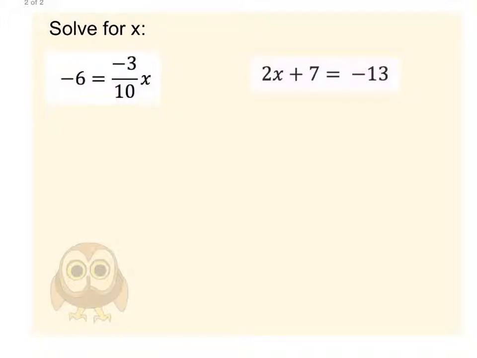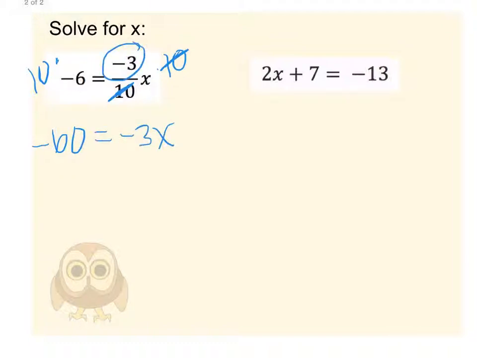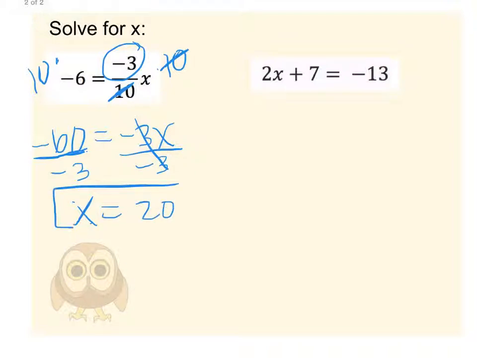Well, we're dividing by 10 on the right side there, so I'm going to multiply by 10 right away on both sides, and that gets rid of the 10 here and here. So on the left side, I have 10 times negative 6, which is negative 60. I still have this negative 3 here, so negative 3x. And now the negative 3 is just multiplying with x, so we can divide that out. So I have x, and now negative 60 divided by negative 3 is equal to 20.